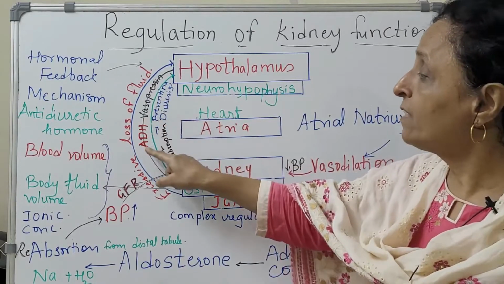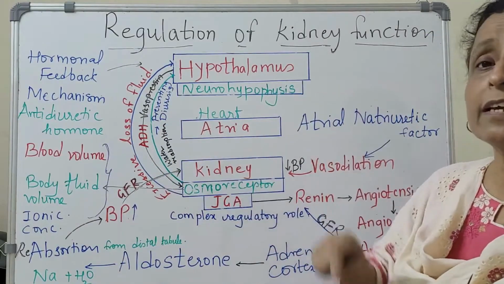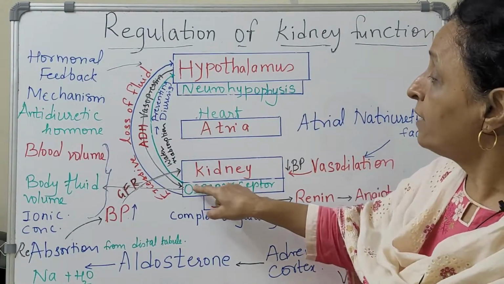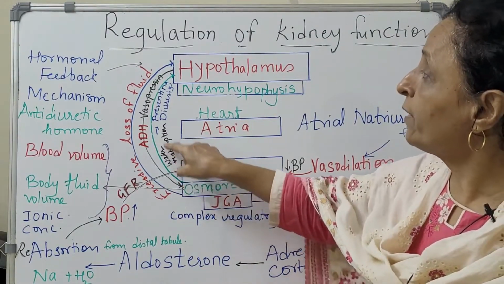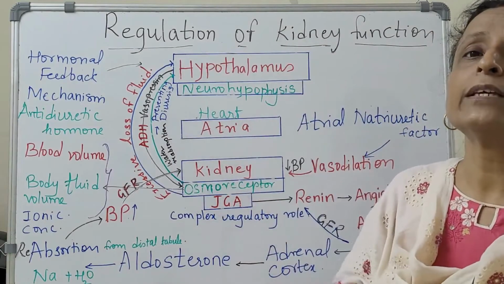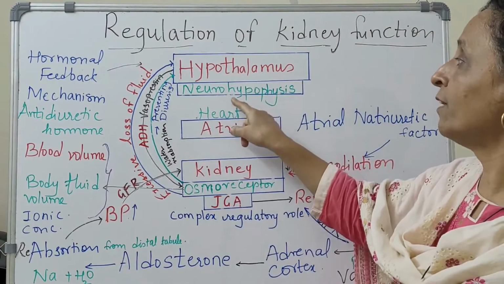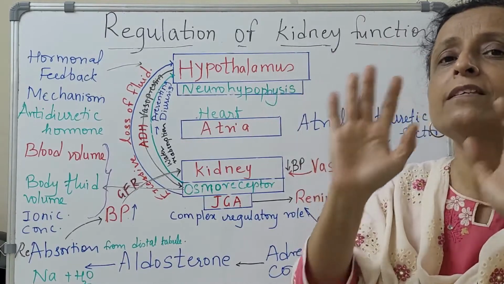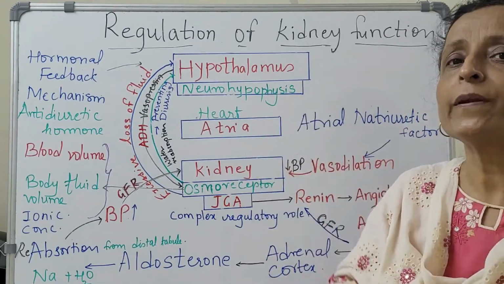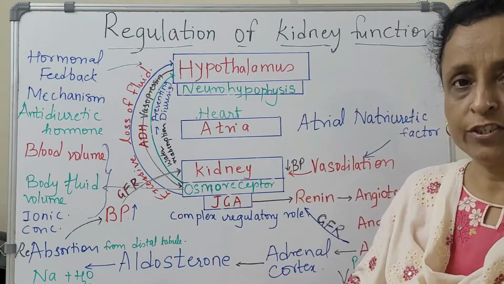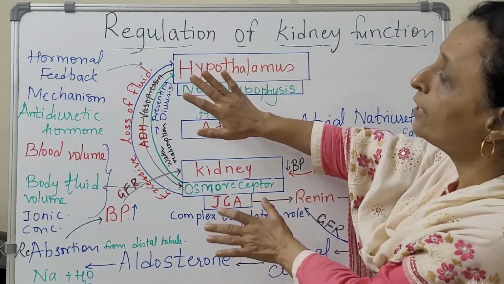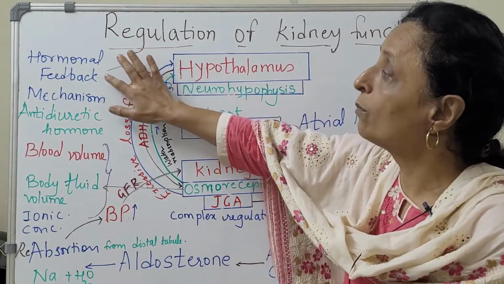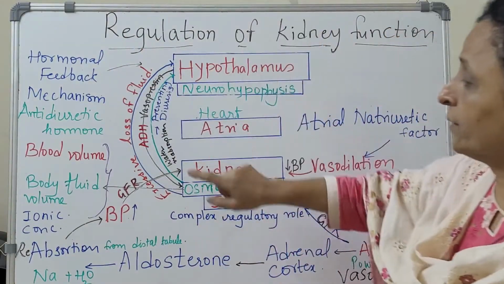After this constriction has taken place and water has been reabsorbed, the osmoreceptor will send a signal to the hypothalamus, which will affect the neurohypophysis to stop the secretion of vasopressin, ADH. That is how the regulation of the hormones takes place, that is, the hormonal feedback mechanism.